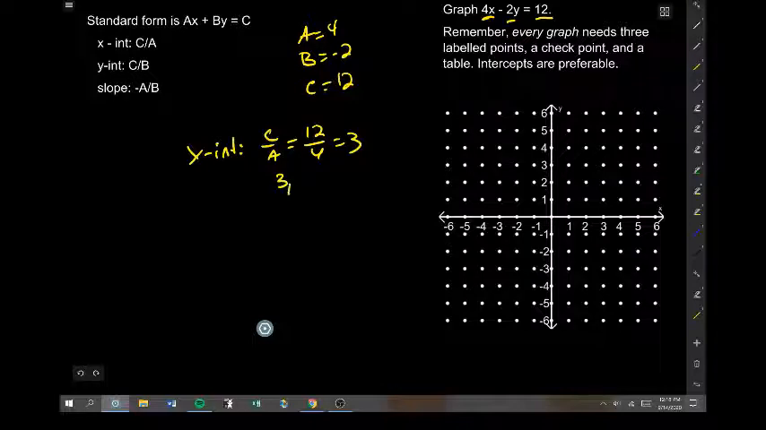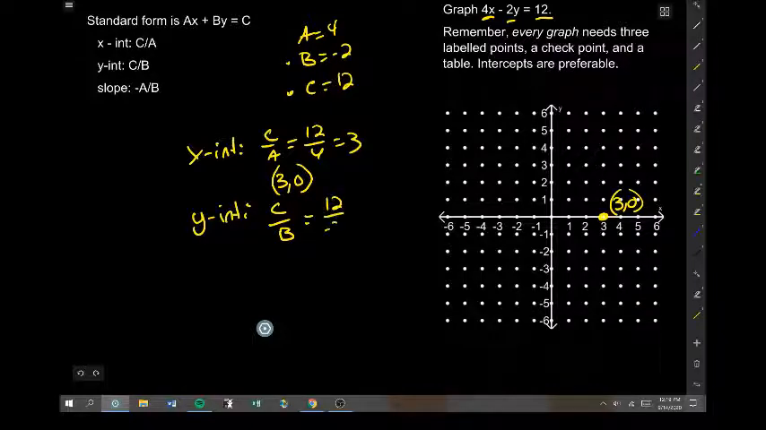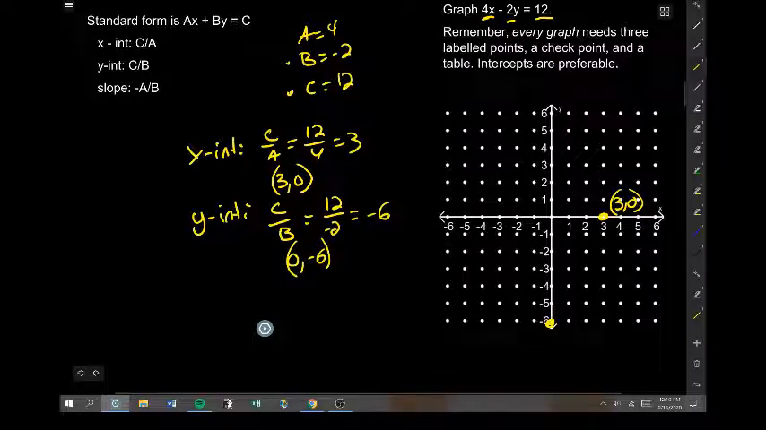Think of that as the point (3, 0). So that is right here. This is my x-intercept, it's the point (3, 0). If I want to find the y-intercept, that is c divided by b, which is going to be 12 divided by negative 2, which is negative 6. Think of that as the point (0, -6). And if I just connect these two dots, I have a line. That actually went pretty well.